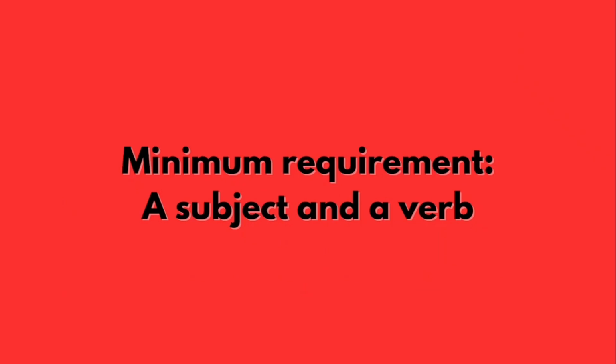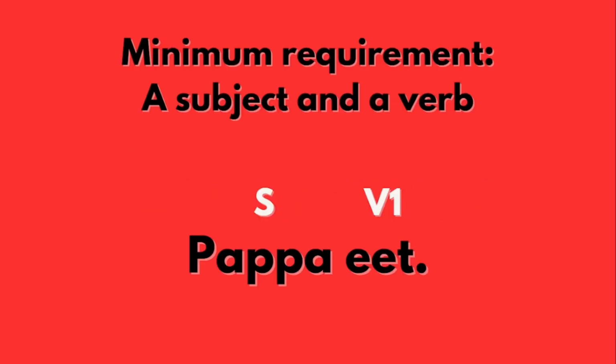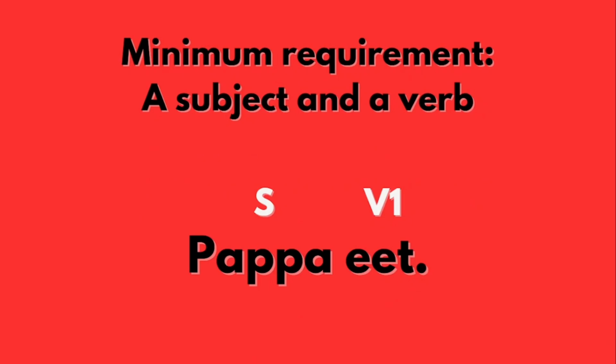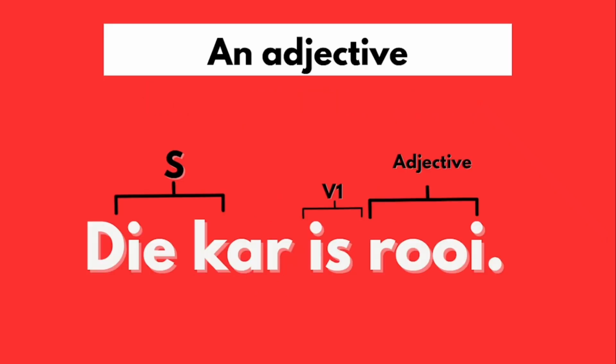Then this is something I learned very early on and never forgot: in order for a sentence to exist, it must at least have a subject and a verb. That's why in Afrikaans, when you have the shortest sentence, it will look like this. Papa eet. This is a valid sentence because it has a subject and a verb. So this is the smallest that a sentence can be. It is a valid sentence because it has the two things that are needed to create a sentence.